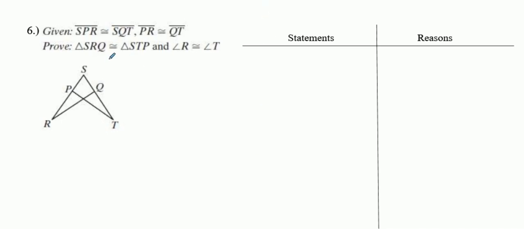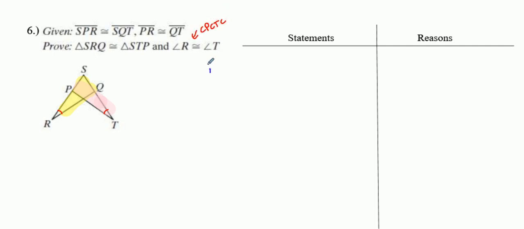In number 6, we're asked to prove that triangle SRQ is congruent to triangle STP. Again, I'll highlight those in yellow and pink. And then we're asked to prove angles R and T are congruent, which in this case, those are just angles in those two triangles that correspond with one another. So if I can prove the triangles are congruent, I can use CPCTC to say that this is true.